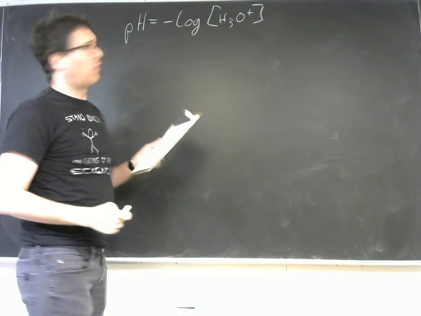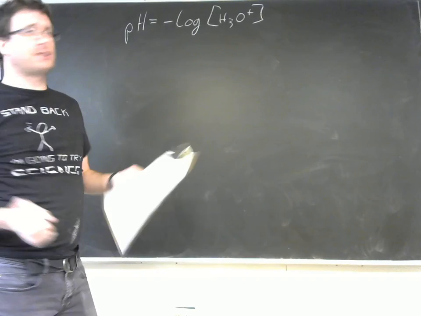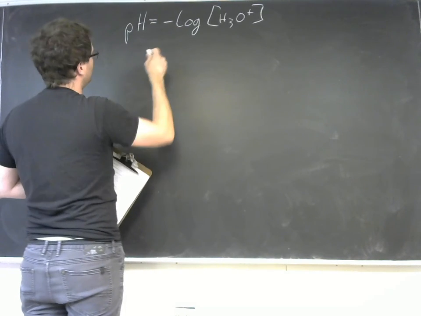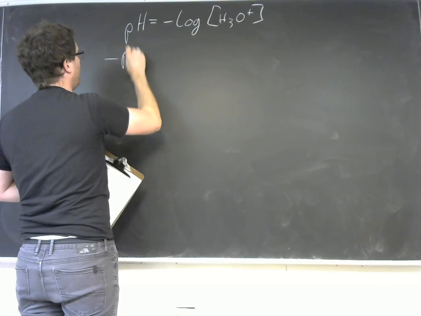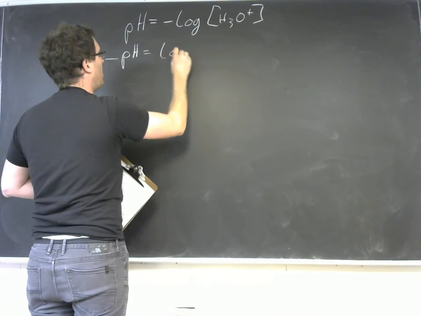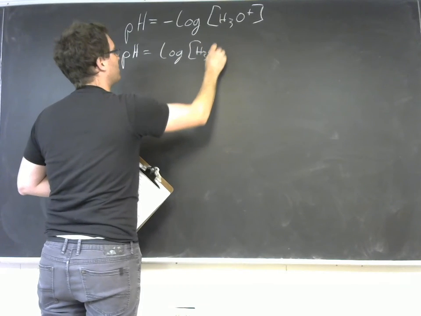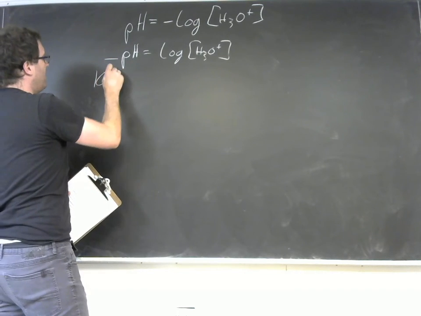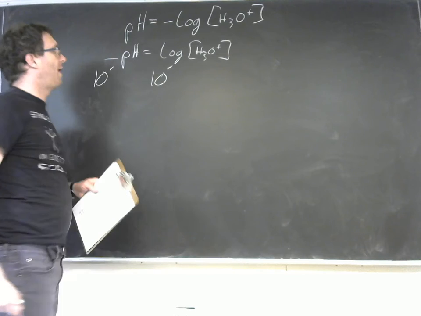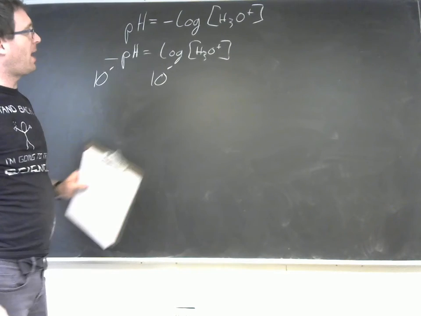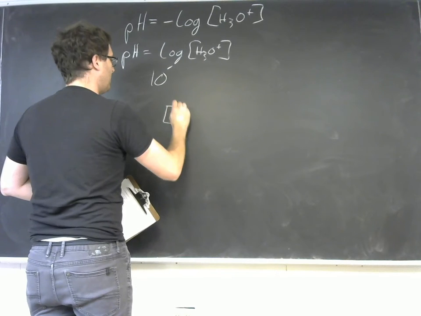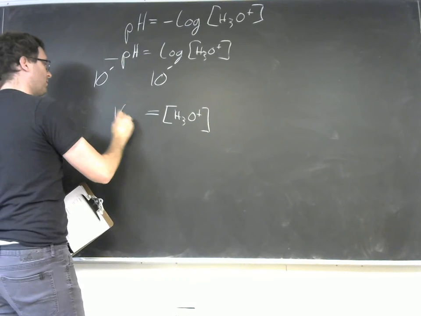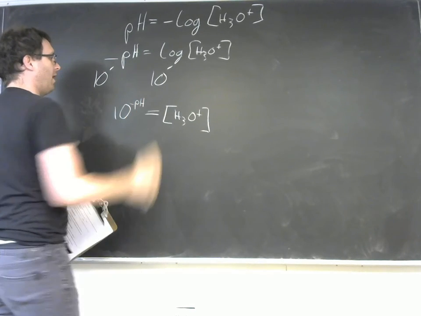If we know the pH and we want to find the H3O+ concentration, then we just need to undo this log. So the first thing to do is to move that negative over to the other side. So negative pH is equal to the positive log of the hydronium concentration. And then to undo the log, we raise 10 to that power. And so 10 raised to the power of the log of H3O+ is simply the concentration of H3O+. The concentration of H3O+ then is equal to 10 raised to the negative power of the pH.